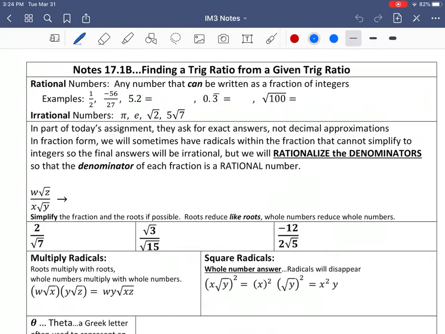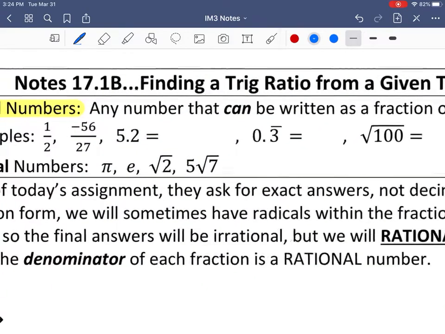Starting off with a couple definitions. First off, a rational number is any number that can be written as a fraction of integers, meaning that it's a nice number over a nice number. So you have examples of 1/2, negative 56 over 27.